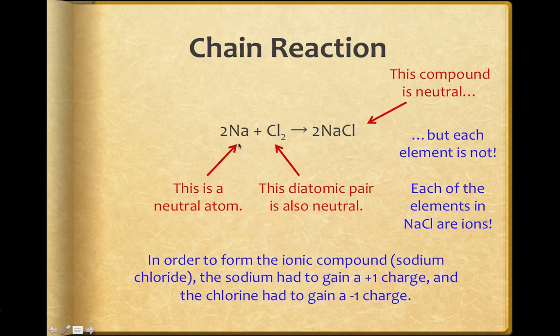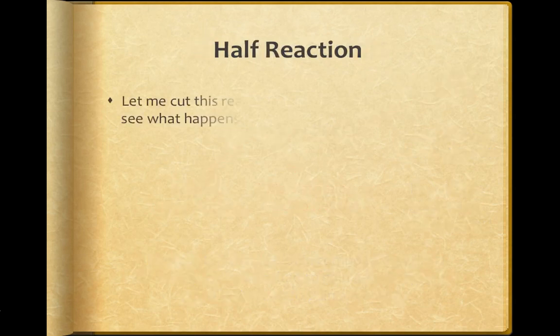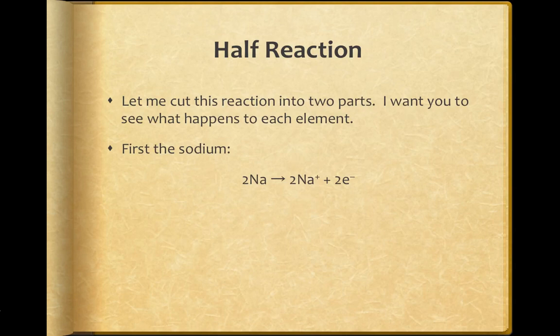So we had elements that were not charged, but in the process of reacting, not only did they combine to form a compound, but they also changed a little bit. The atoms, the molecules changed a little bit to form these ions. So let's take a look at it individually. I'm going to cut this reaction in half. Let's talk about what happens to the sodium.